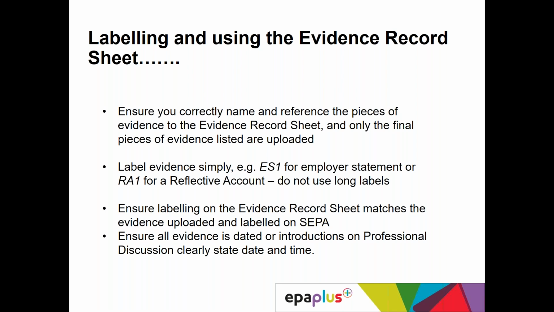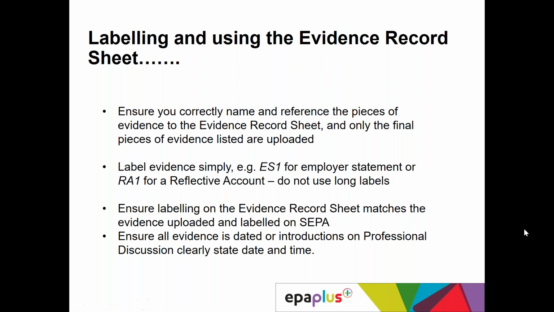Ensure labeling on the evidence record sheet matches the evidence uploaded and labeled on SEPA. That's a basic exercise, but it can really take time if that doesn't happen, if there's extra evidence, or if there's evidence missing that could potentially be really important where we would need to contact you. If you've given us an evidence record sheet, and there is a piece of evidence that covers a criteria, you said it does and it's not there, we will contact you just to upload that. However, we do need to try and make sure this is right first time.